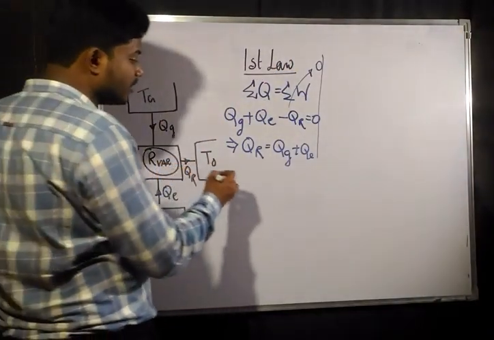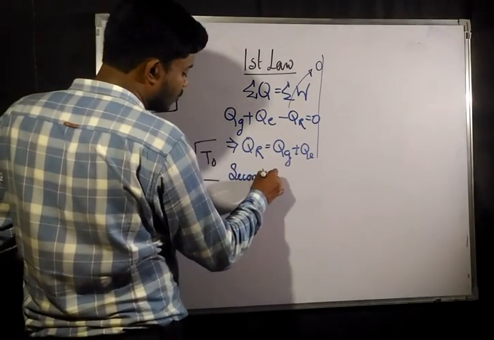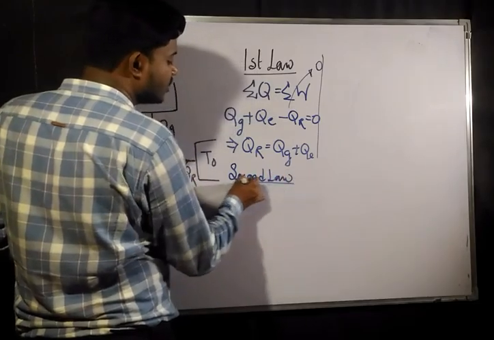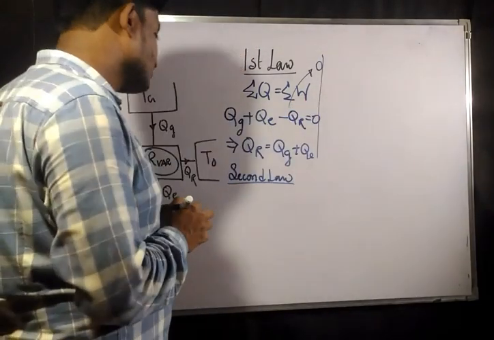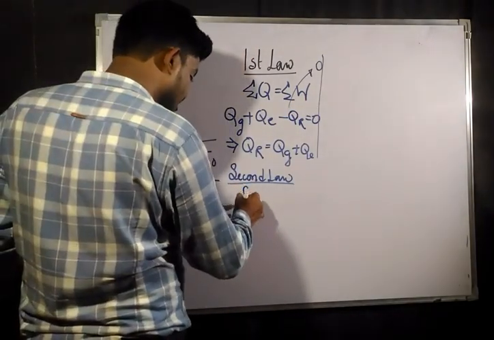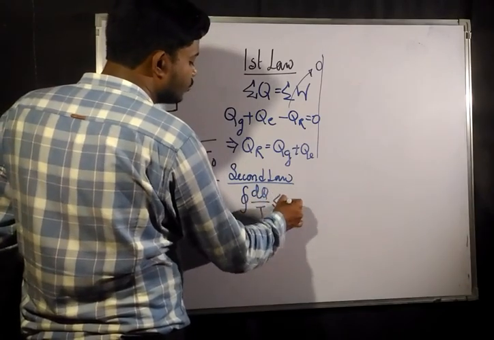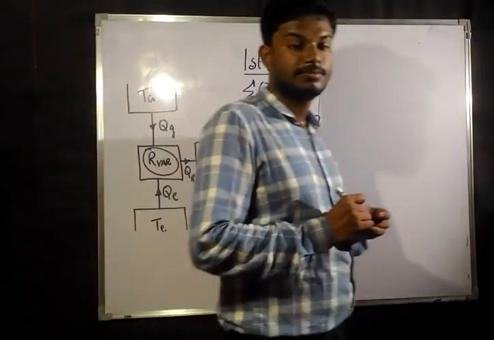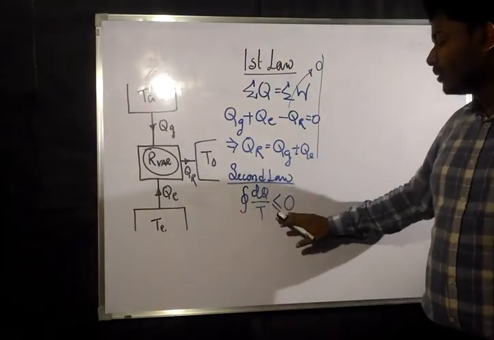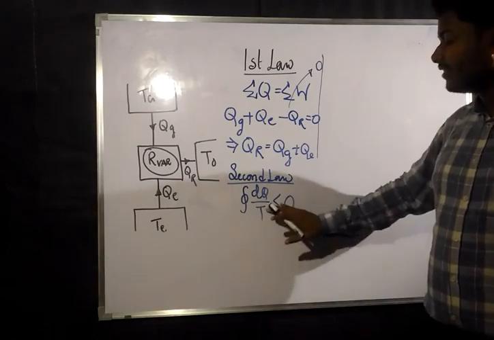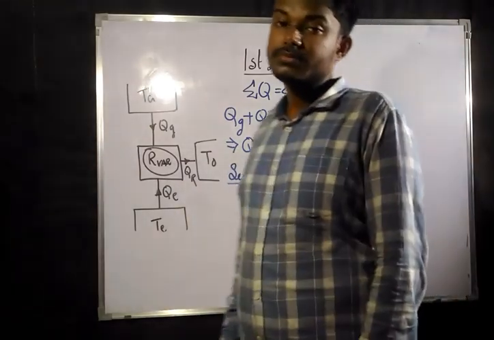Now what about the second law? If you want to find out something from the second law, you have to remember the Clausius inequality statement. From the Clausius inequality statement, we have found that the cyclic integration of heat interaction by the temperature is always going to be less than or equal to 0. If the cycle is a reversible cycle, then it is going to be equal to 0. If the cycle is irreversible, then it is going to be less than 0. So this was our statement.